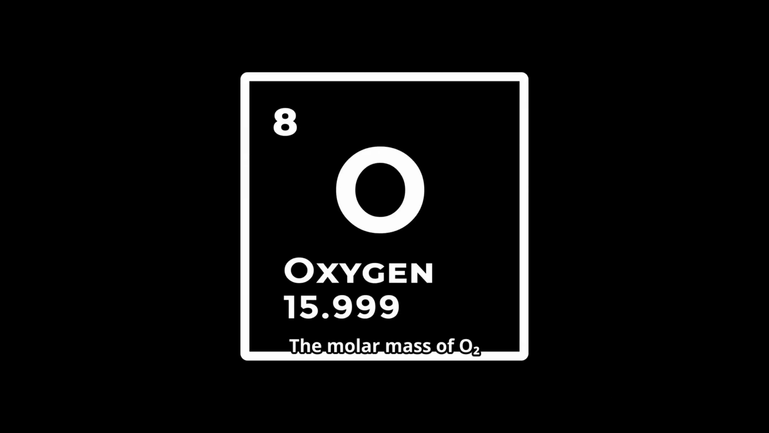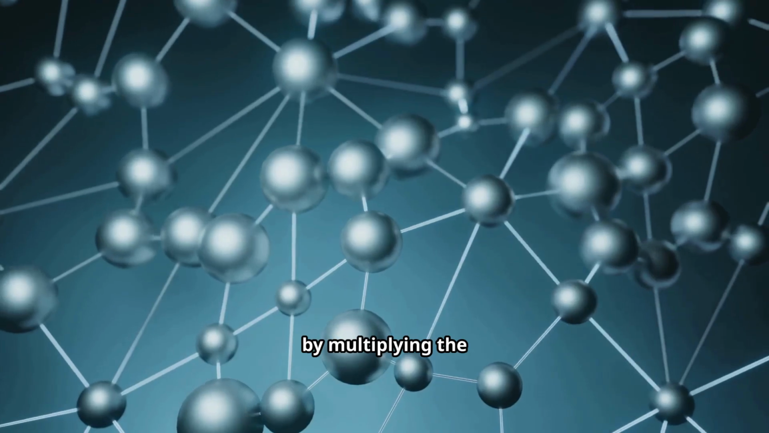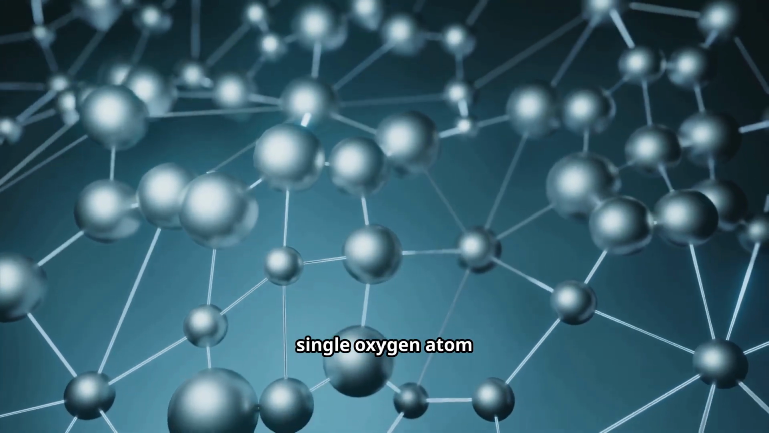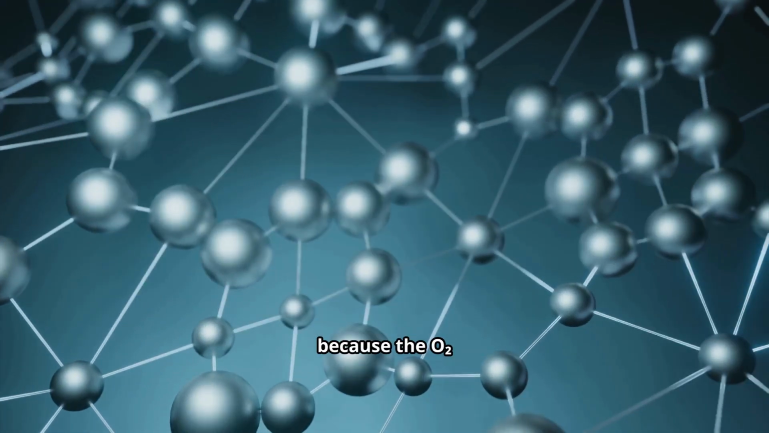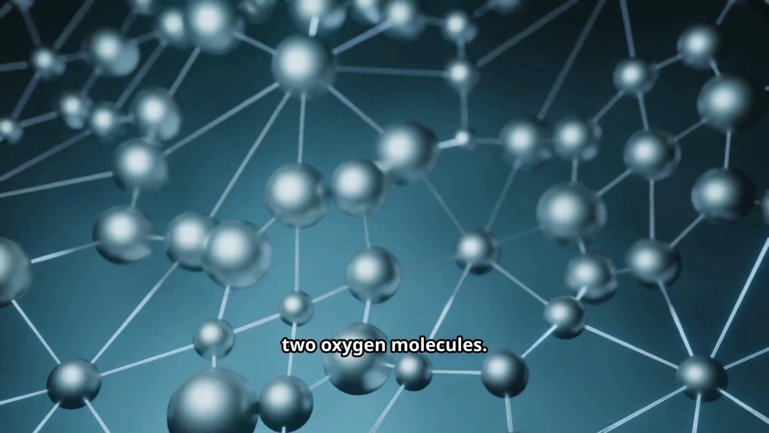If there are 2 atoms in a molecule, like O2, the molar mass is approximately 32.00 grams per mole. This is calculated by multiplying the atomic mass of a single oxygen atom, around 16.00 amu, by 2, because the O2 molecule consists of 2 oxygen atoms.